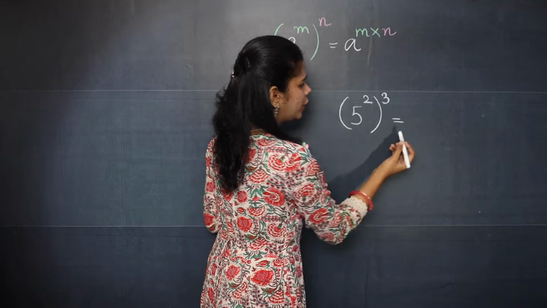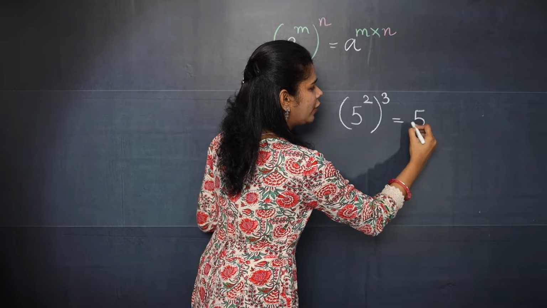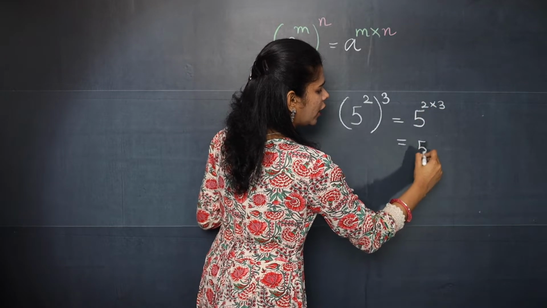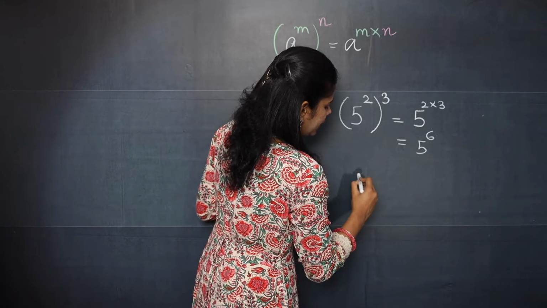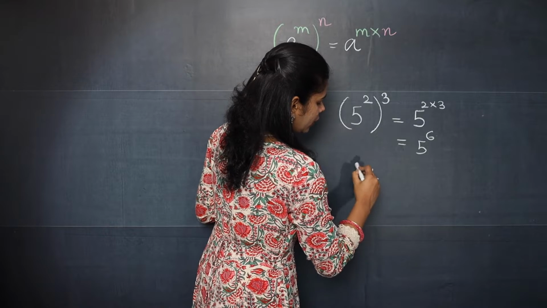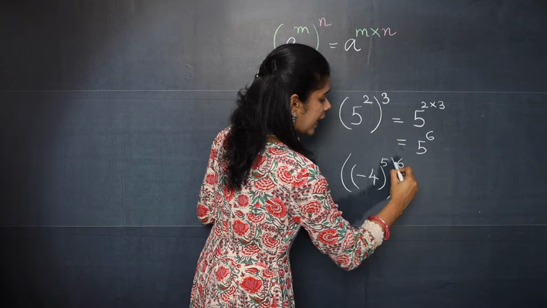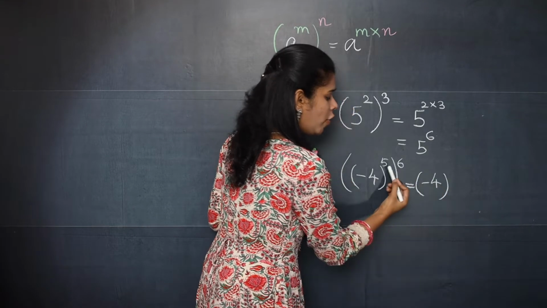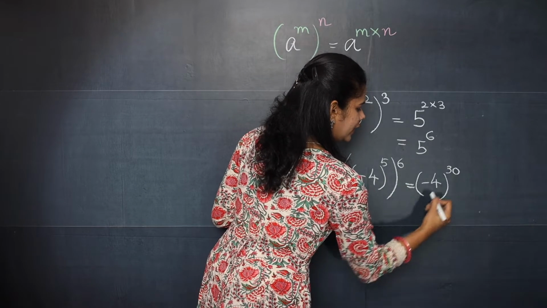So that is equal to, you will multiply the powers. So that is equal to 5 raised to 2 into 3, which is equal to 5 raised to 6. Let us take another example. Negative 4 the whole raised to 5 the whole raised to 6. So that is equal to negative 4 the whole raised to 5 multiplied by 6, and that is 30.